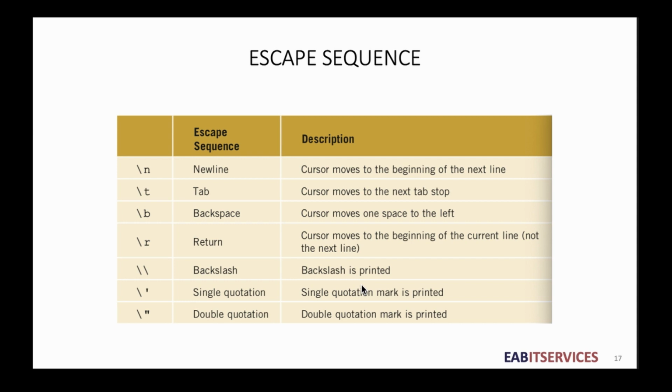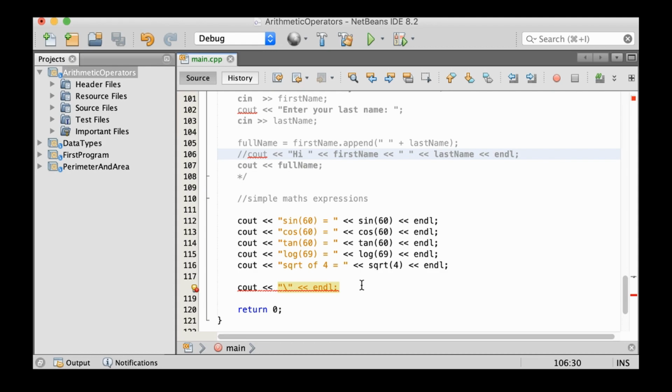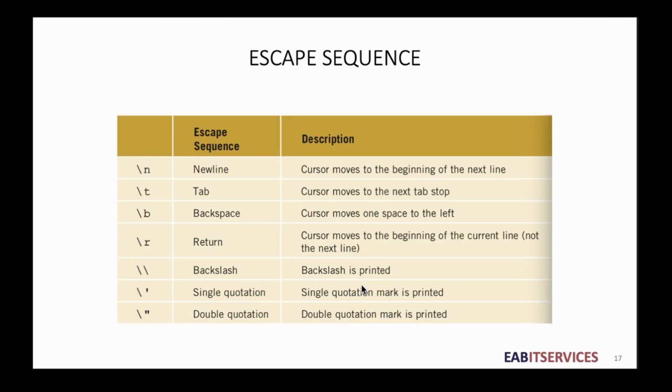Now, the benefit of using the escape sequence. The escape sequence, in combination with a letter, gives us different output. So here gives us new line. Cursor moves to the beginning of the next line. Tab moves to the next tab stop. Backspace moves the cursor to the left once, and then return. The cursor moves to the beginning of the current line, not the next line. So that was something I wanted to talk about. And then the backslash is printed, single quote is printed, and then double quote.